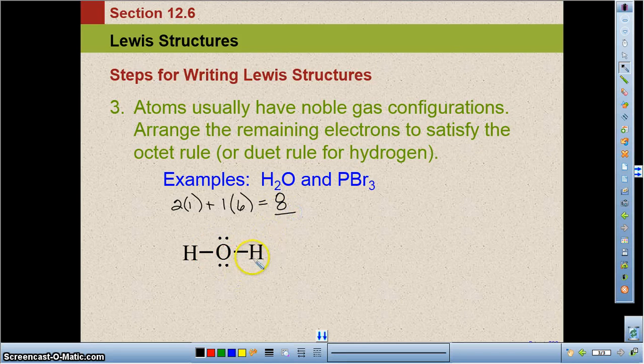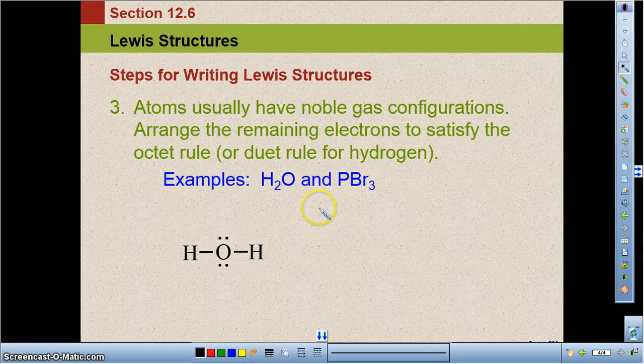Remember that hydrogen is not going to follow the octet rule, it's going to follow the duet rule. So there's 2 on this hydrogen and 2 on this hydrogen and 8 around the oxygen. So this is the Lewis dot structure because it meets the criteria of having the total number of valence electrons and the octet and the duet rule being satisfied. Okay, now we're going to take a look at potassium tribromide, and we're going to write the Lewis structure for it. I'll take it step by step so that you get the idea of how to do it.